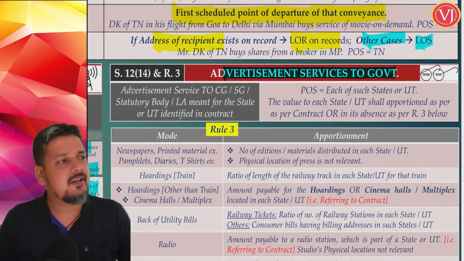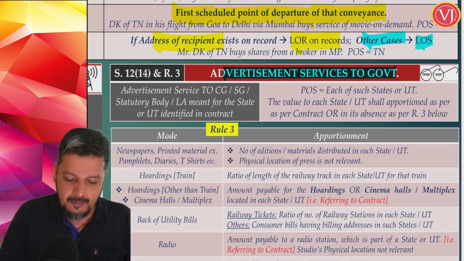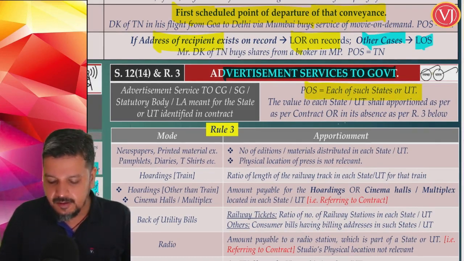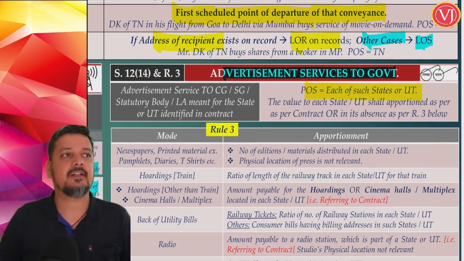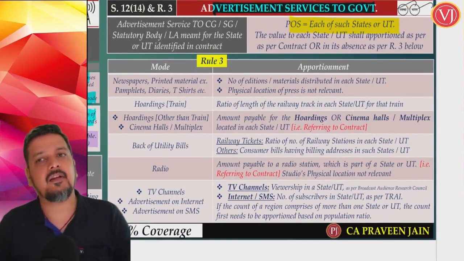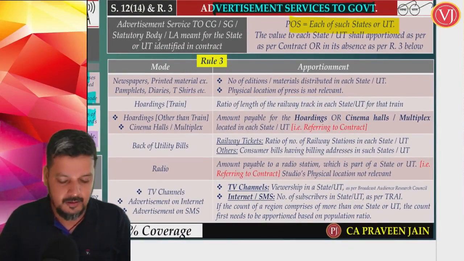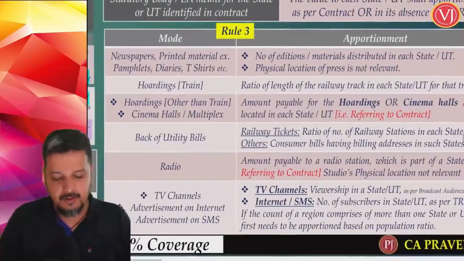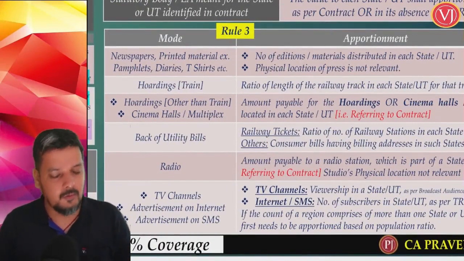Supplier can be anyone. Then the place of supply is all those states where the advertisement actually reaches. And rule 3 gives the list of examples of how to take it. I'll just give one or two points. Other things you can go through in rule 3.